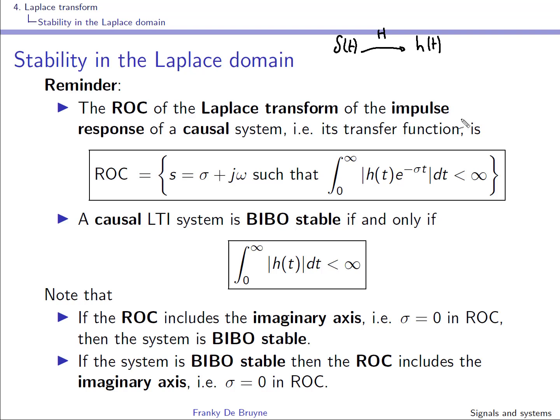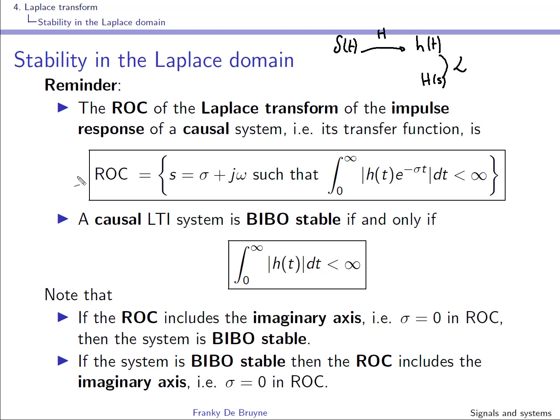Okay, and what we can do is go to the Laplace domain, and we end up with H of s, and we'll see pretty soon that this is the, well, transfer function. Okay, for the moment we'll just say that it's the Laplace transform of the impulse response, and of course the associated Laplace transform has a region of convergence.